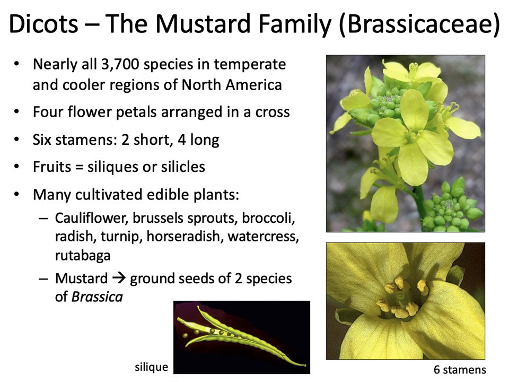We have many cultivated edible plants from the mustard family, including things like cauliflower, Brussels sprouts, broccoli, radish, turnips, horseradish, watercress, and rutabaga. If you ever put mustard on your hamburger or hot dog or your veggie burger, that mustard condiment comes from the ground seeds of 2 species from the genus Brassica.